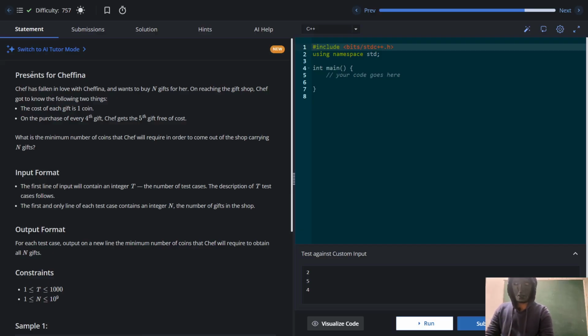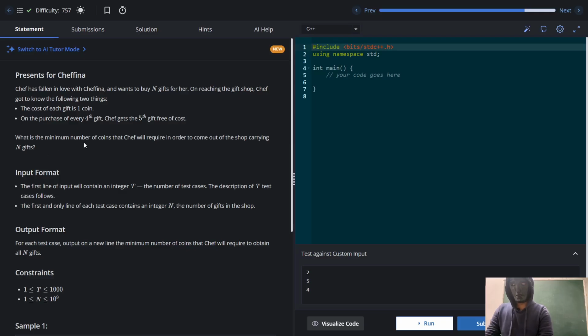In this video I'll be solving the problem Presents for Cheffina. Chef has fallen in love with Cheffina and he wants to buy n gifts for her. On reaching the gift shop, Chef got to know the following two things. The cost of each gift is 1 coin. On the purchase of every fourth gift, Chef gets the fifth gift free of cost.